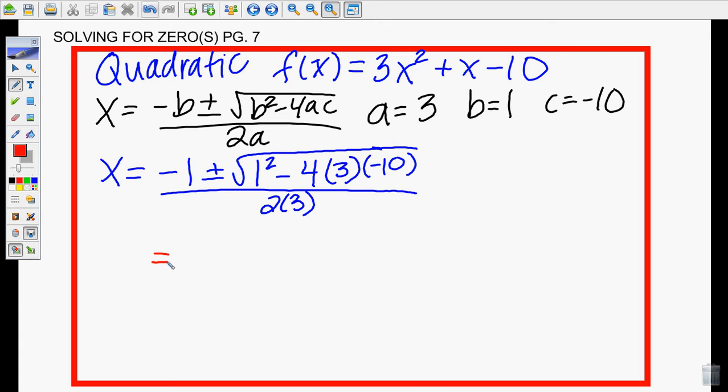So, going to start my next part, my simplifying. 1 squared is 1. Negative 4 times 3 is negative 12, and negative 12 times negative 10 is plus 120. 2 times 3 is 6. All right, how did we feel about that step? Cleaning up underneath our radical. Good?